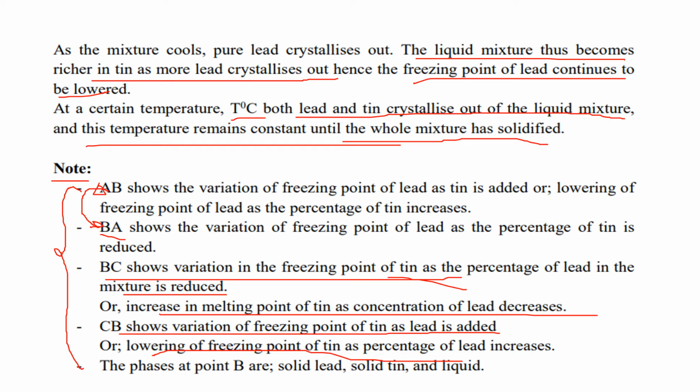So we are saying that the phases at point B are solid lead, solid tin, and liquid. Now remember that at point B, that is the eutectic point. If you look at your notes, point B is the eutectic point, and it's a point at which all the components in the mixture solidify out. So let's proceed to the next slide.